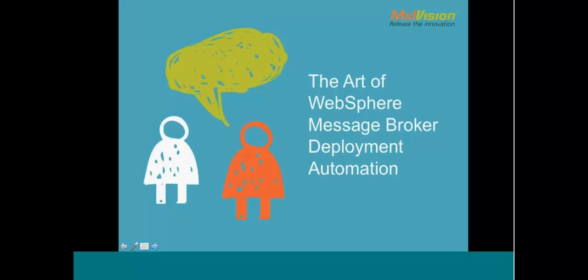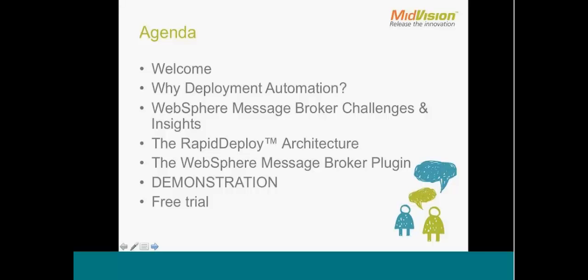Today's session will be about 45 minutes long. We're going to cover a number of things on the agenda. We're going to start by talking a little bit about why people do deployment automation, and what the benefits are to implementing a solution in this area. Then Andy is going to talk to you a bit more about the specific challenges and insights that we've learned from working with customers that use these technologies. And then he's going to talk you through the architecture of our RapidDeploy application release automation solution, and specifically the Websphere message broker plugin that we have. Andy's also prepared a demonstration for you, and then we'll have a quick chat with you about what to do next if this sounds like something you'd like to do yourselves.